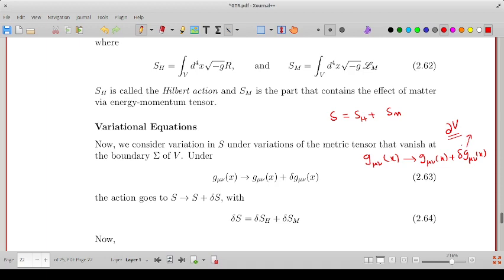So under such variation, we consider the change the action undergoes, and we compute the set of values g mu nu for which delta S is equal to 0. So consider this variation, where this variation vanishes at the boundary dV, and as a result the action changes from S to S plus delta S, where the variation delta S in the action can be written as the variation in the Hilbert action plus the variation in SM.